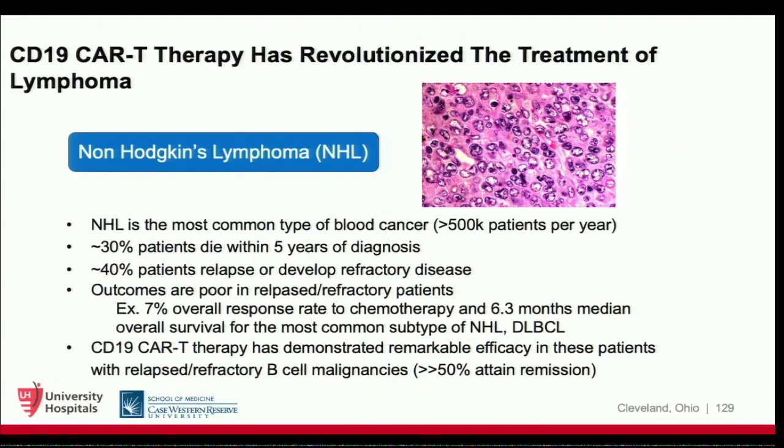So in this population with traditional chemotherapy, it's been reported that there's a 7% overall response rate to chemotherapy and about a 6-month median overall survival for the most common subtype of non-Hodgkin's lymphoma, which is called diffuse large B-cell lymphoma, or DLBCL. And it's in this particular population of patients that have shown the relapse refractory status to chemotherapy that CD19 CAR T cells have shown remarkable efficacy.